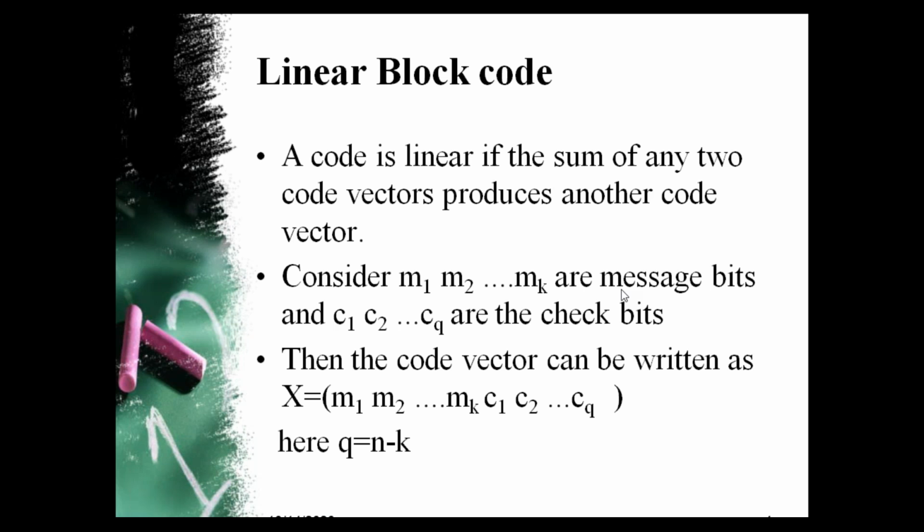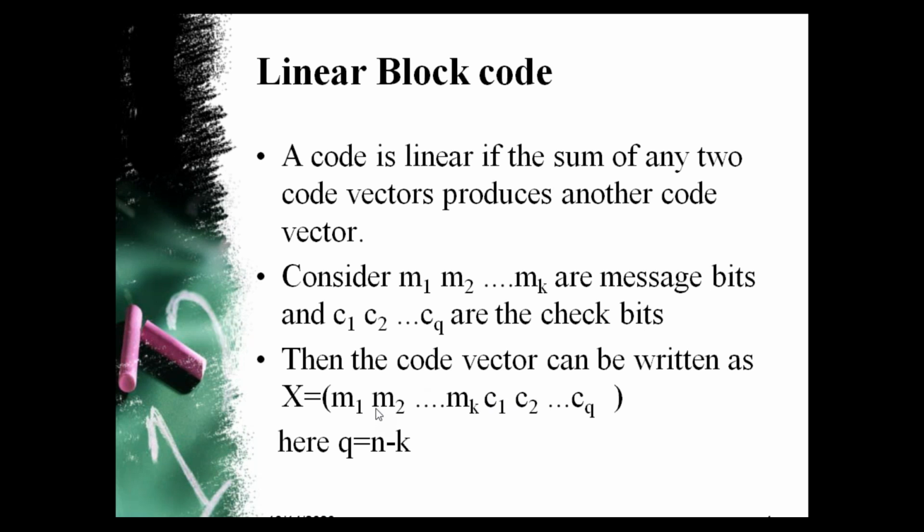Here q is equal to n minus k. C1, C2, etc., Cq. That small letter q is equal to n minus k, the number of check bits. Therefore, the code vector, that is the code word, usually represented by the letter x, can be written as x equal to m1, m2, etc., mk, then c1, c2, etc.